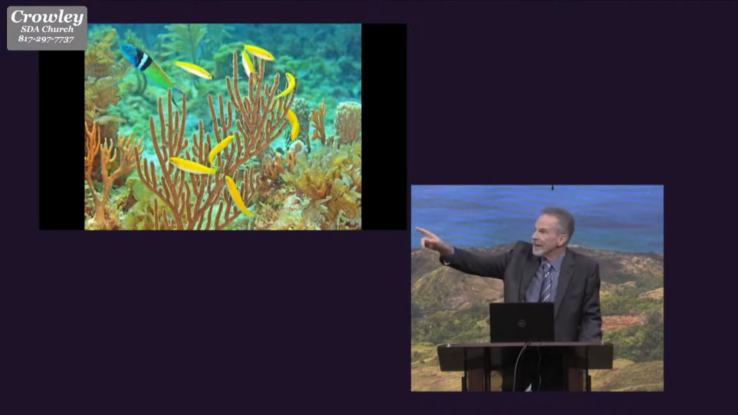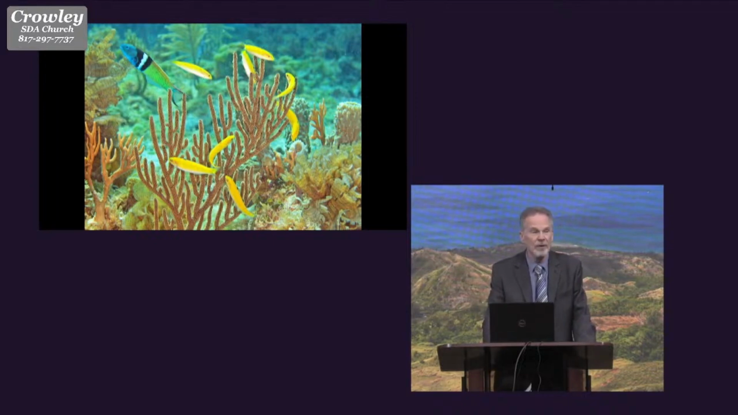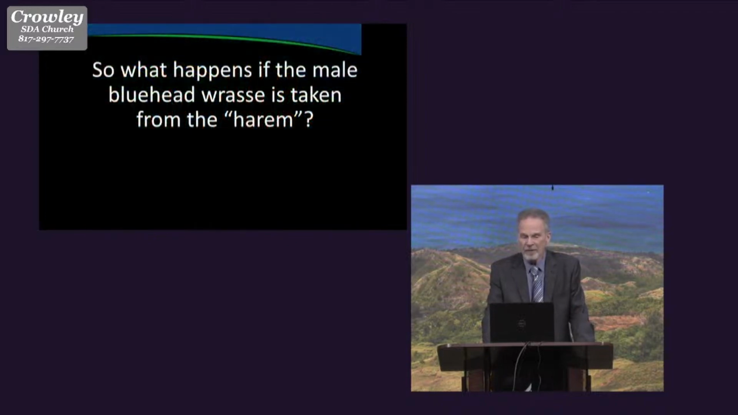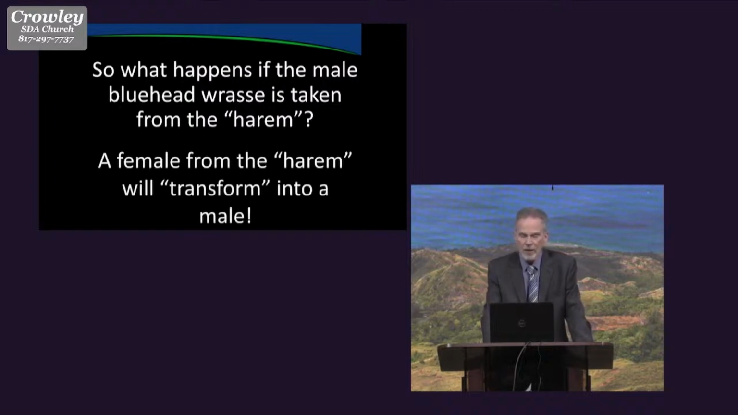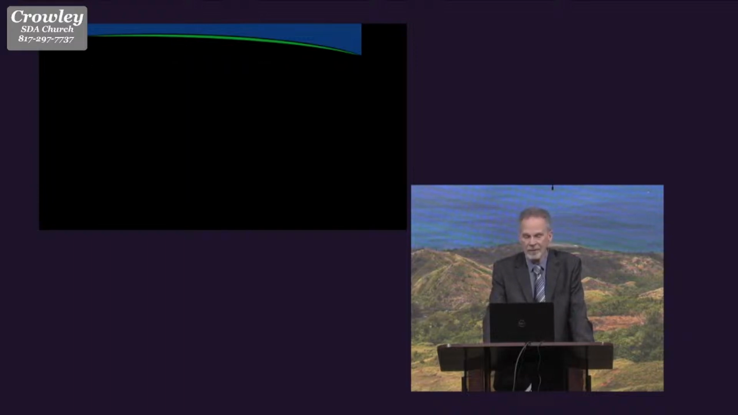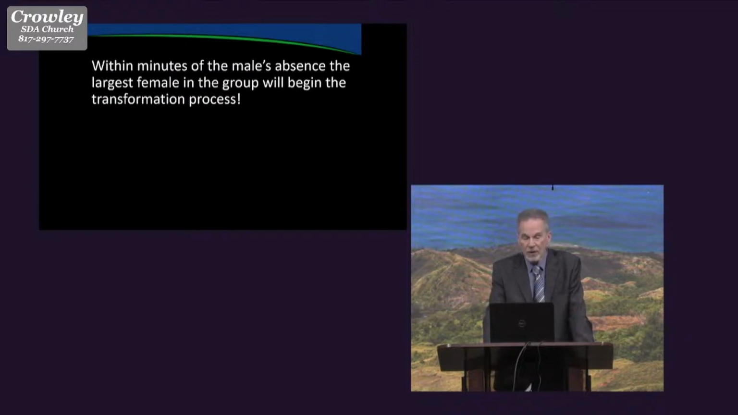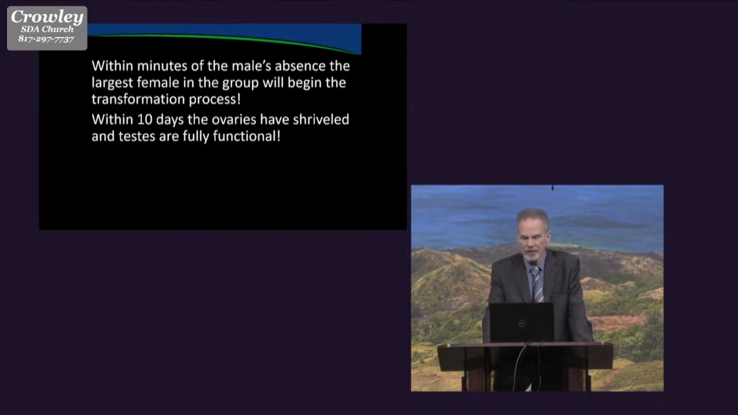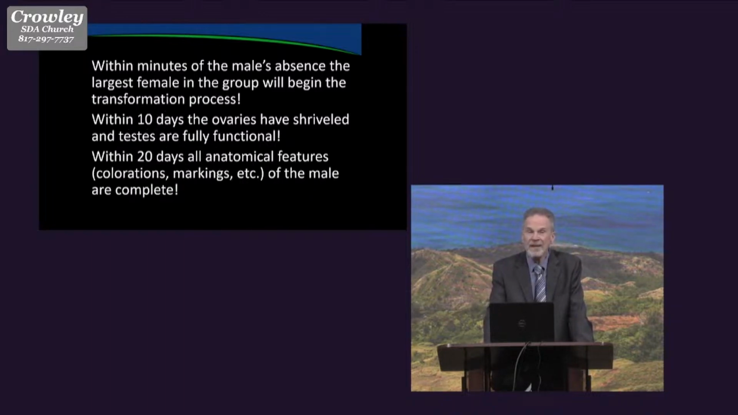The male is bigger, and he has coloration that makes him stand out a lot more against his female counterparts, and that would make him a more tempting target for predators. So what happens if the male bluehead wrasse is taken from the harem? A female from the harem will transform into a male. Within minutes of the male's absence, the largest female in the group will begin the transformation process. Within 10 days, the ovaries have shriveled and testes are fully functional. Within 20 days, all anatomical features, the colorations, the markings, everything of the male are complete.